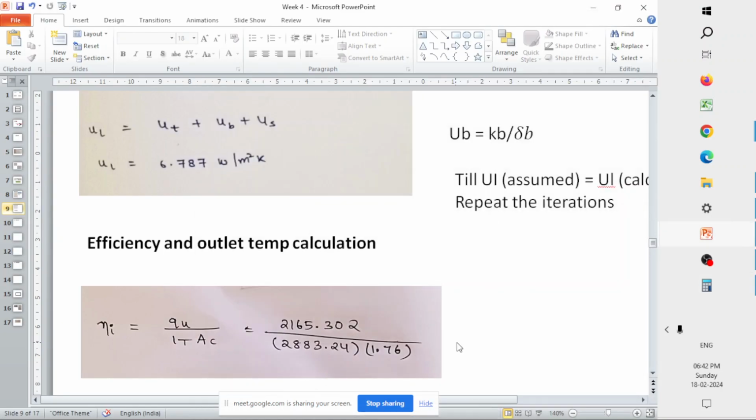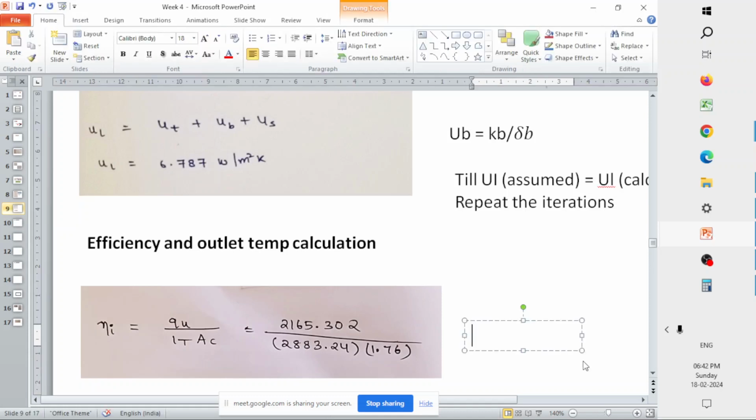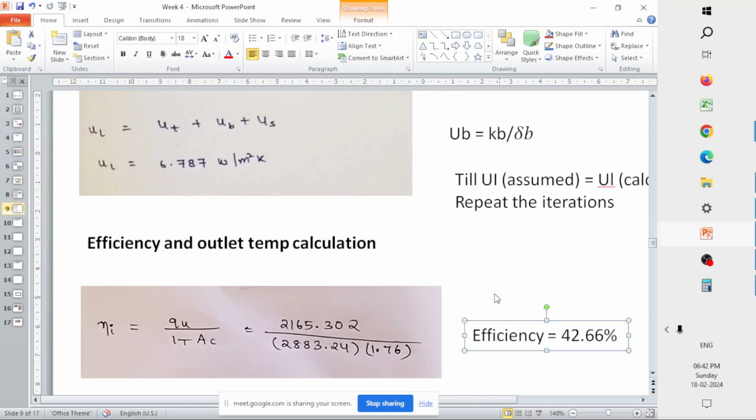This into 100 will be your efficiency in terms of percentage, so the efficiency is equal to 42.66%. This is how you calculate your efficiency.